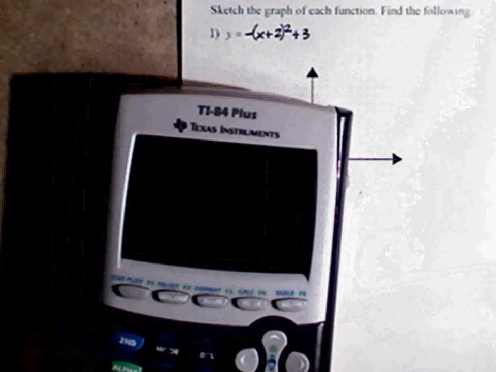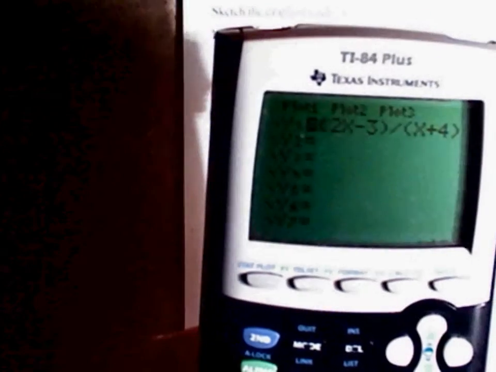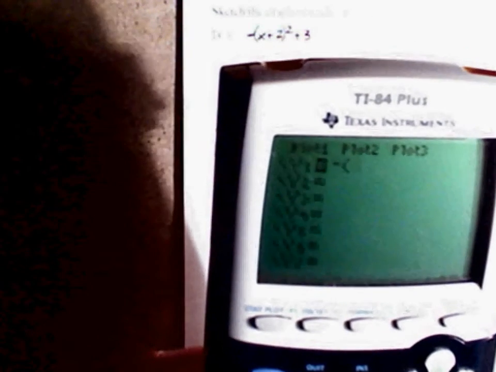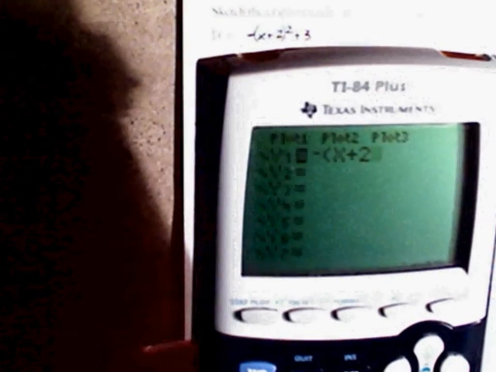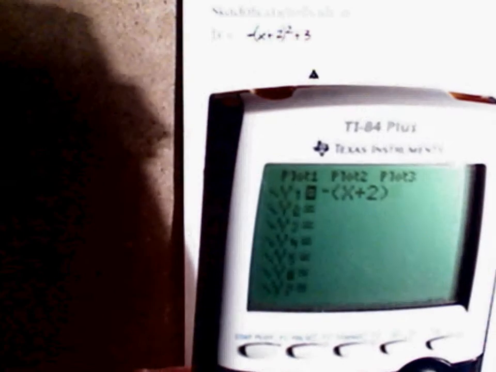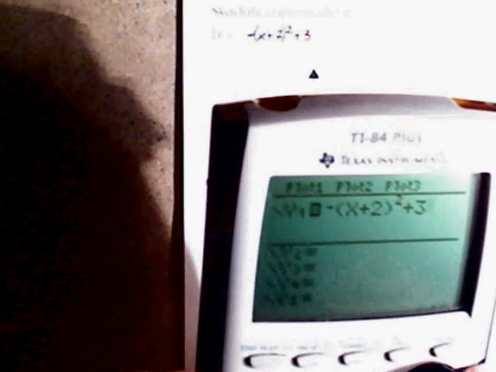All right, go to your calculator. Go to your y equals. Okay, this is the only way I can make it show. Hit negative, not minus, but negative, parentheses, you're going to have x plus 2, here's your x right here, in parentheses, squared plus 3. Okay. Go ahead and hit graph.